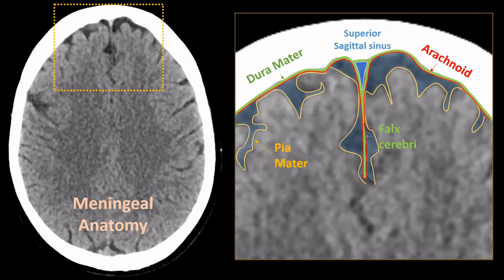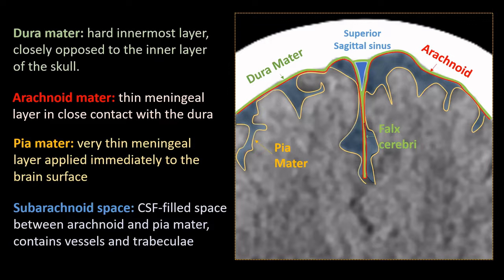In this space, we have, as said, cerebrospinal fluid, but we also find arteries and veins and some kind of trabecular connective tissue meshwork connecting the arachnoid with the pia mater. Everything that is written on this slide has already been said.